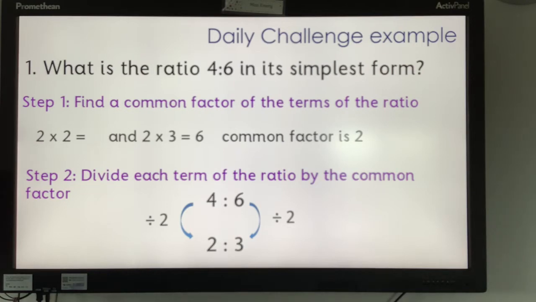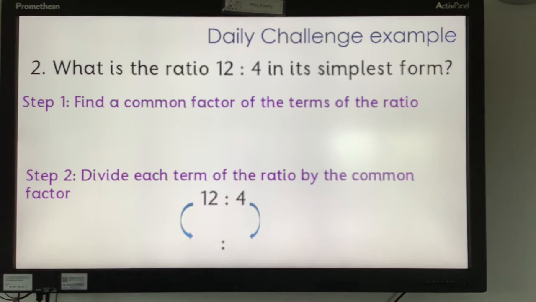Then, step 2, we divide each term of the ratio by our common factor. And we're dividing because we want to make it simpler, we want to make the digits smaller. So 4 divided by 2 gives us 2, and 6 divided by 2 gives us 3. So 4 to 6 in its simplest form is 2 to 3.